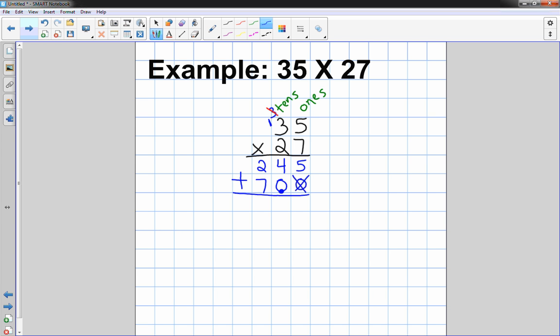Now I'm just going to add these. 5 plus 0 is 5. 4 plus 0 is 4. 2 plus 7 is 9. And I believe the answer to my problem using the traditional way of multiplication, or the standard algorithm, is 945.